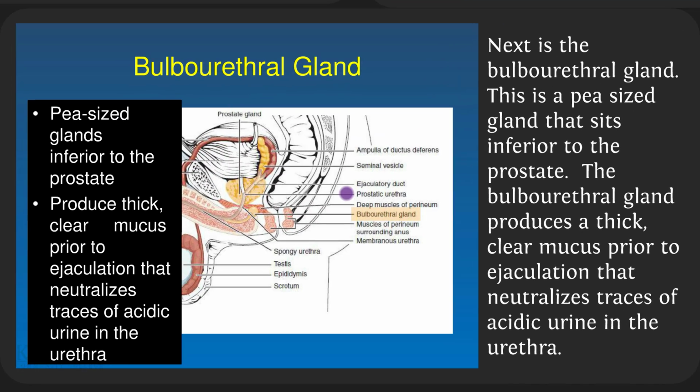Next is the bulbourethral gland, or sometimes it's called the Cowper's gland. Shown right here, it's pea-sized, sits inferior to the prostate. Bulbourethral gland produces a thick, clear mucus prior to ejaculation that neutralizes traces of acidic urine in the urethra. Sperm are pretty delicate, and so they need to be protected from everything, including the small amount of urine that might still be in the urethra.